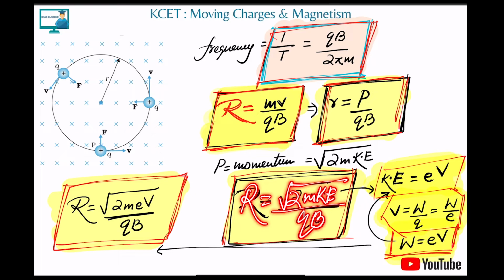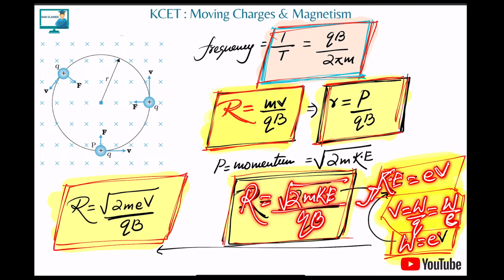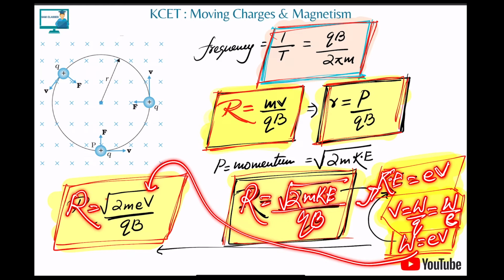Now this kinetic energy is like a form of work done. So kinetic energy can also be written as what? eV in terms of electron volt, because we know voltage is equal to what? Work done by charge. So if it is an electron, work done by electron, charge of electron. So work done is equal to what? eV. So this eV can be replaced with the kinetic energy, and we can get the radius in terms of electron volt also.